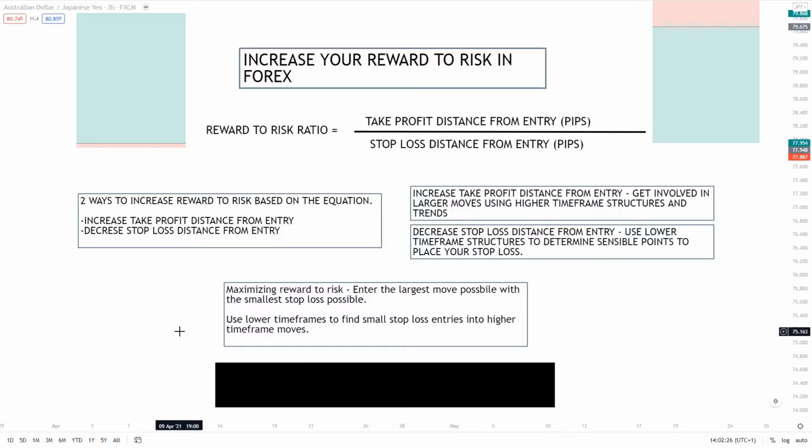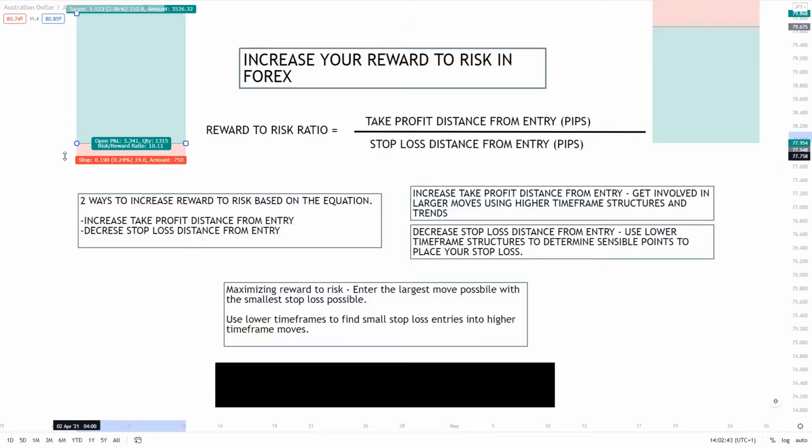So for example, you might get involved in a 4-hour move or a daily move which has a target of maybe 100 pips, 200 pips, and then you're looking at getting involved in that move by taking a trade on the 1 minute or the 5 minute or the 15 minute, and that could allow you to get potentially anything from a 1 pip to 10 or 15 pip stop loss.